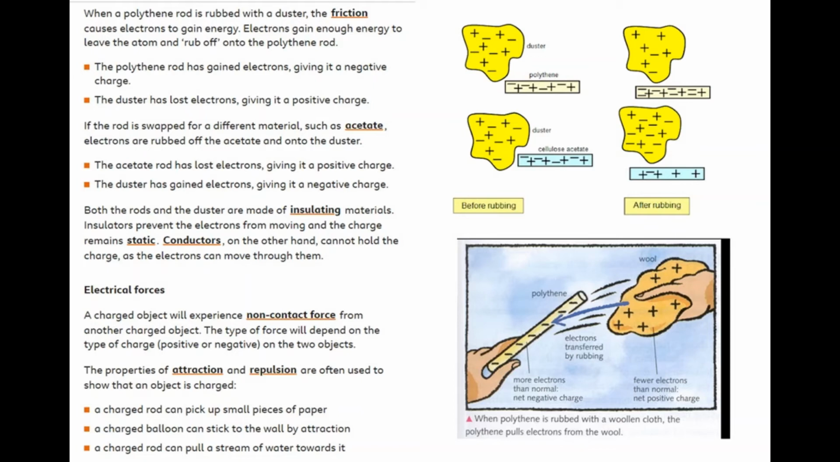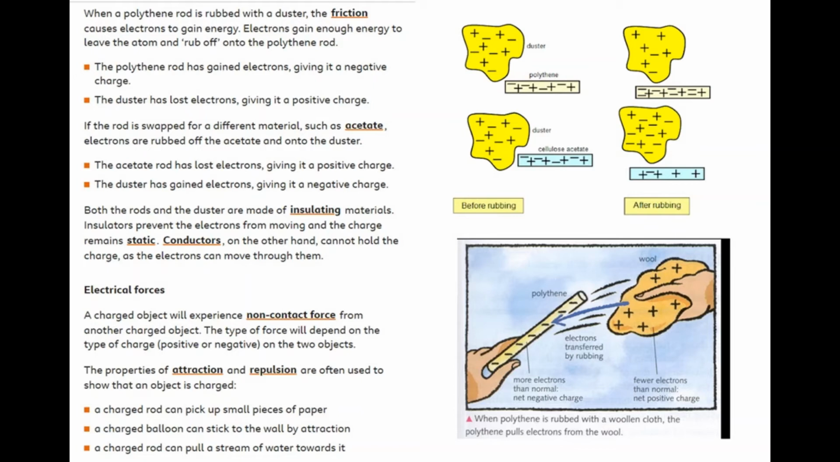And so when electrons gain enough energy to leave the atom, this is the second sentence now, when the electrons gain enough energy to leave the atom and roll off onto the polythene rod. So now the polythene rod has gained electrons, giving it a negative charge. Now you need to remember that only electrons can move, because you can't move the protons and the neutrons. You need a lot of energy to separate the neutrons from the protons. And the duster has lost electrons, giving a positive charge.